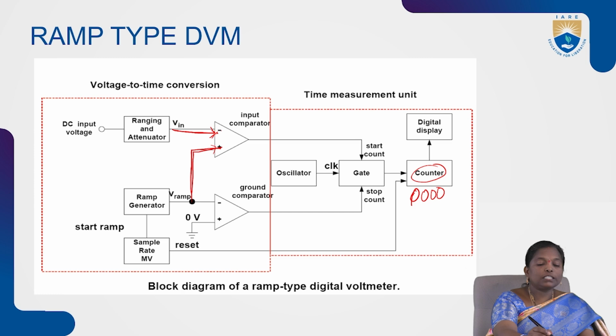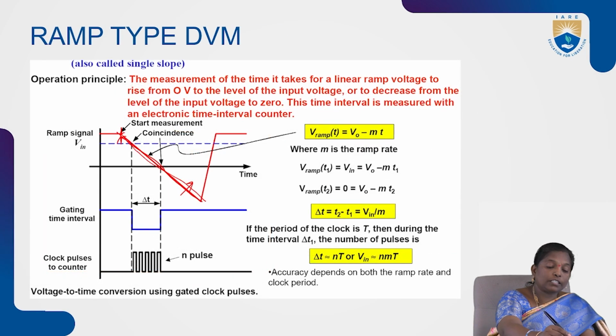If the input signal is equal to the ramp signal, then the input comparator gives the signal to open the gate. Whenever the gate opens, the oscillator sends the clock pulses. As long as the gate is open, the oscillator sends the clock pulses. During this time interval, the negative going ramp signal moves towards the negative axis and reaches 0.